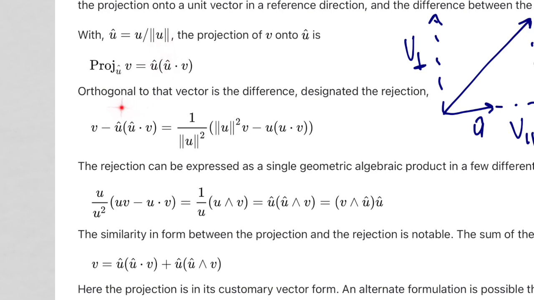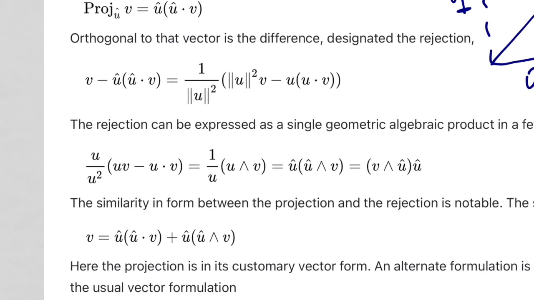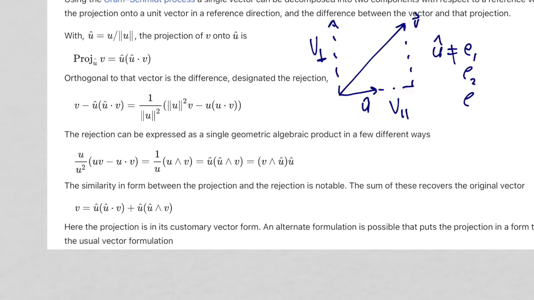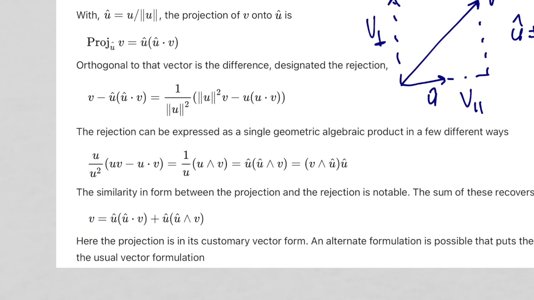So then they make the obvious point that orthogonal to the projection is the rejection, right? So here's the projection, here's the rejection. If you take the regular vector and you subtract off its projective part, this is equal to the rejective part, right? And here they have all these unit vectors set up.